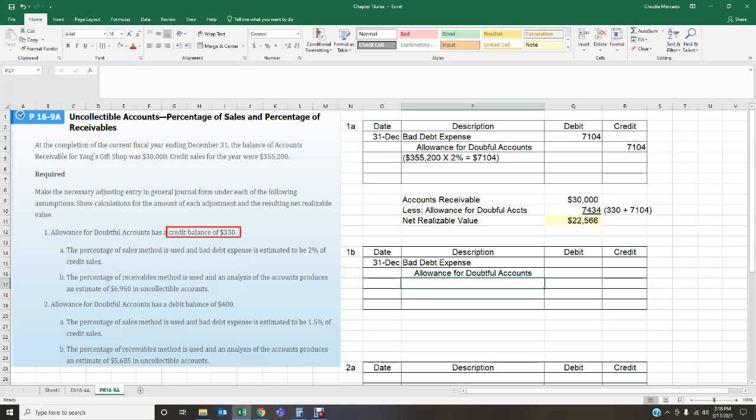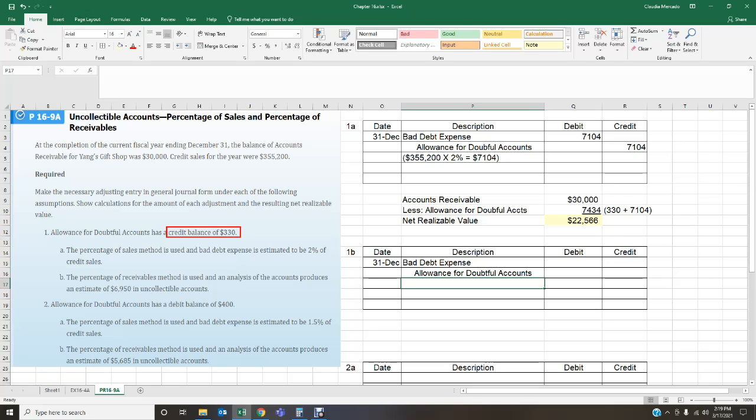Well, the problem says that the percentage of receivables method is used, and an analysis of the accounts produces an estimate of $6,950 in uncollectible accounts. So here we have to be very careful. They're telling you that the estimate of the uncollectible accounts is $6,950. That is what they're telling you.